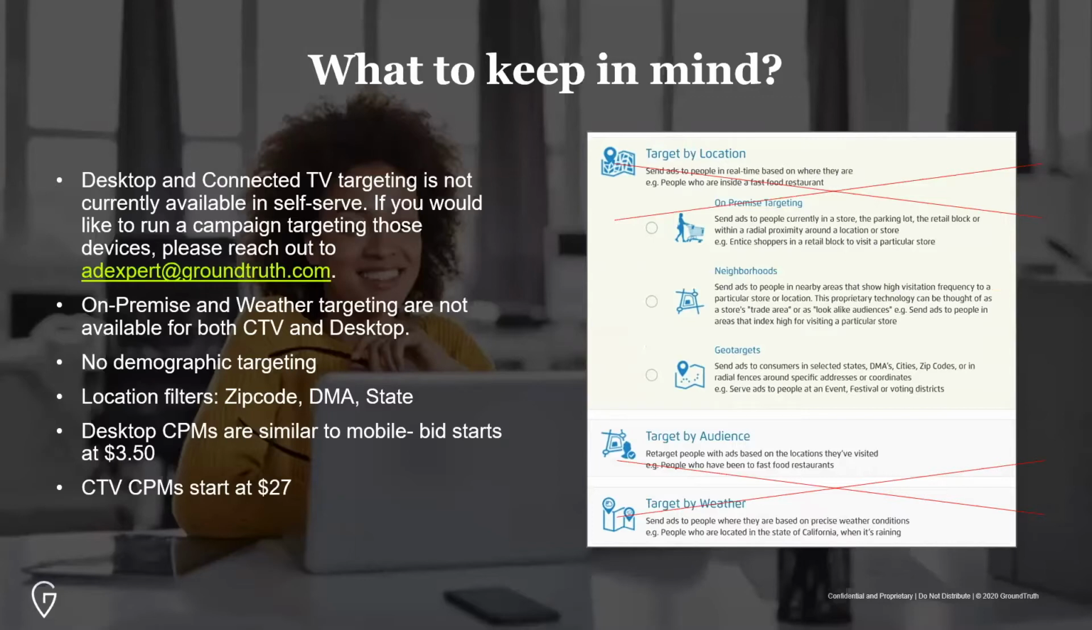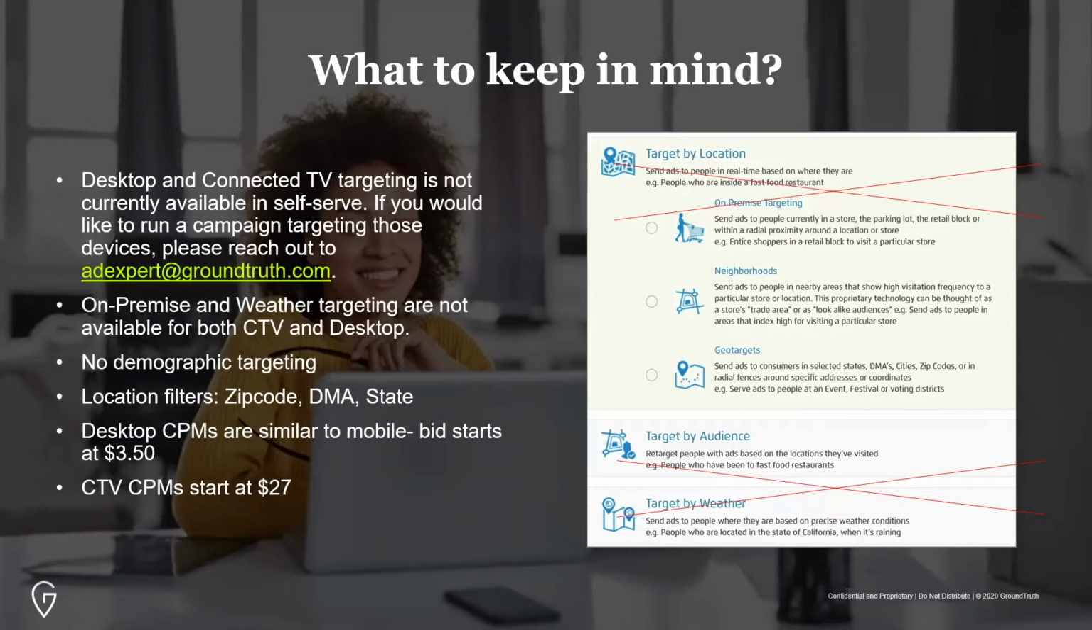Just to make sure that all your campaigns are delivered in full, we would expect you to share the campaign information with your account executive or platform specialist or the ad expert at GroundTruth.com so that we can provide you the optimal strategies or the best way to set up your campaign on our end. Secondly, most of the targeting tactics are available except on-premise targeting and weather targeting. Hopefully, in future, we will have this available as well.